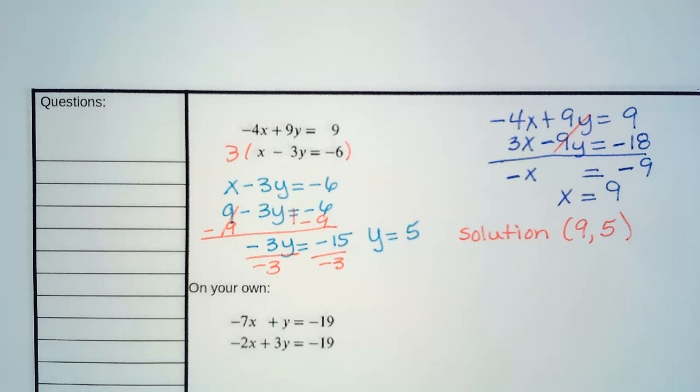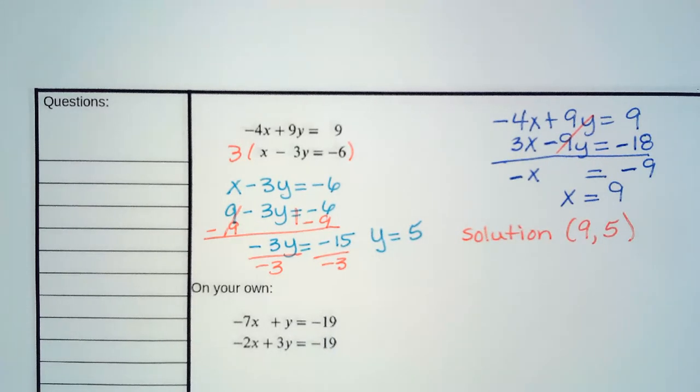Well, I hope you were able to do it on your own. If I'm looking at this, I've got negative 7x and negative 2x, so I would have to change both of those. Here I've got y and 3y. If I multiply this by negative 3, I will create my opposites.